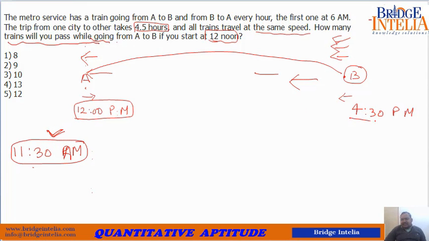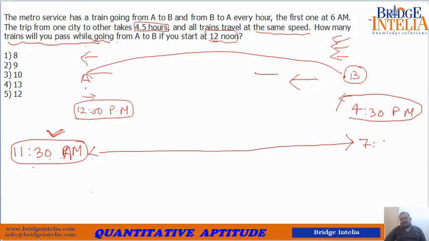Now you reach here at 4:30 p.m. The train which reached before you started reached at 11:30 a.m. If it reached at 11:30, it must have started at 7 in the morning, because it takes 4.5 hours. So this train will not be counted, because it had already reached before you started.